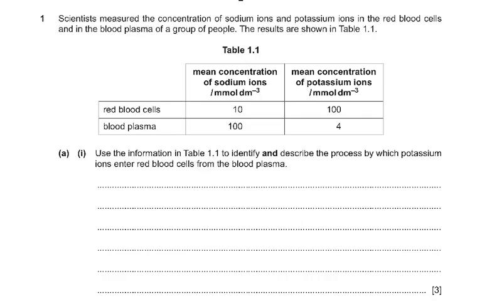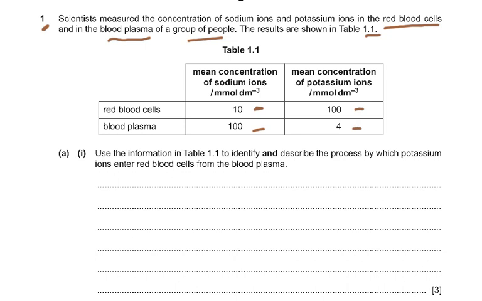Now, starting with question number 1, it says scientists measured the concentration of sodium ions and potassium ions in the red blood cell and in the blood plasma of a group of people. The results are shown in table 1.1. So red blood cell sodium ions were 10 and potassium ions were 100, and in the plasma they were 100, and in the plasma the potassium ions were 4.